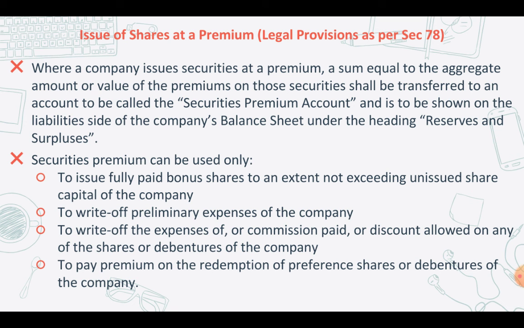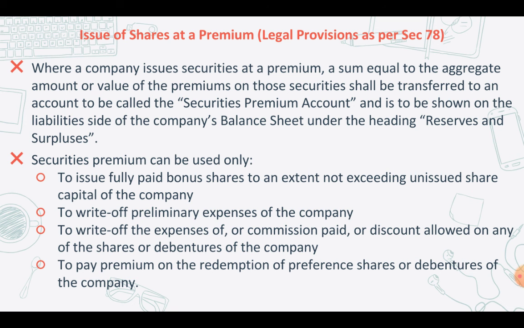If you're issuing a share at a premium, let's say a premium of 2 rupees, that amount of 2 rupees should also be transferred to an account known as the securities premium account, and the same amount should be transferred to the liability side. Remember, it is a liability. You're earning extra money, but it is to be termed as a liability of the company under the heading reserves and surplus.